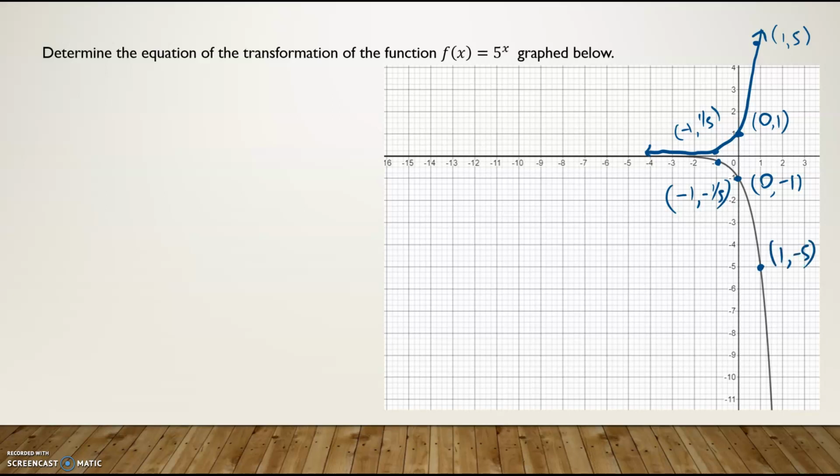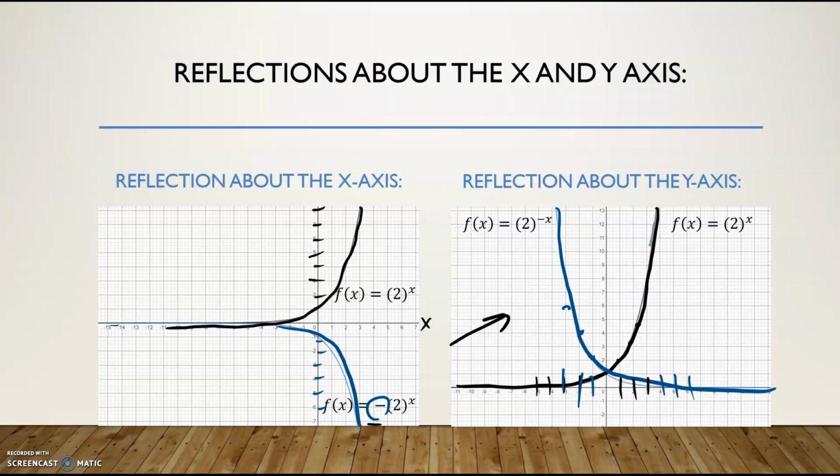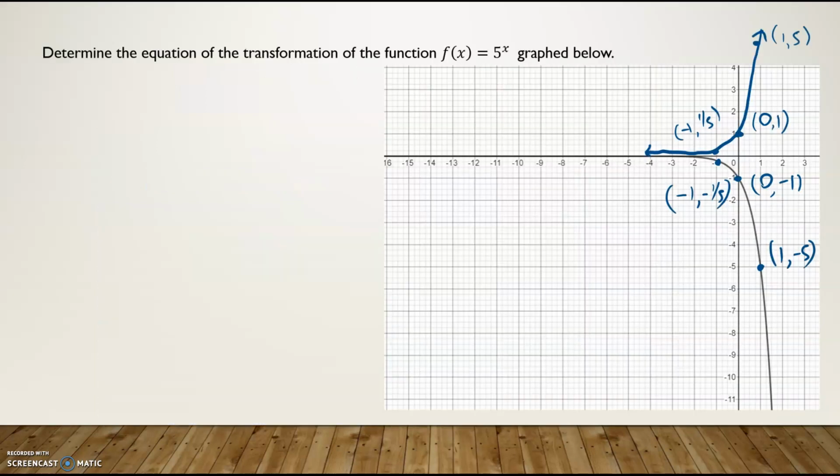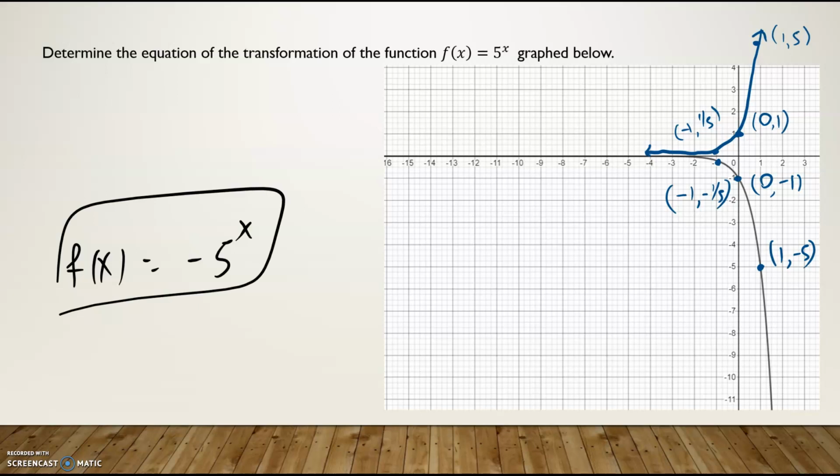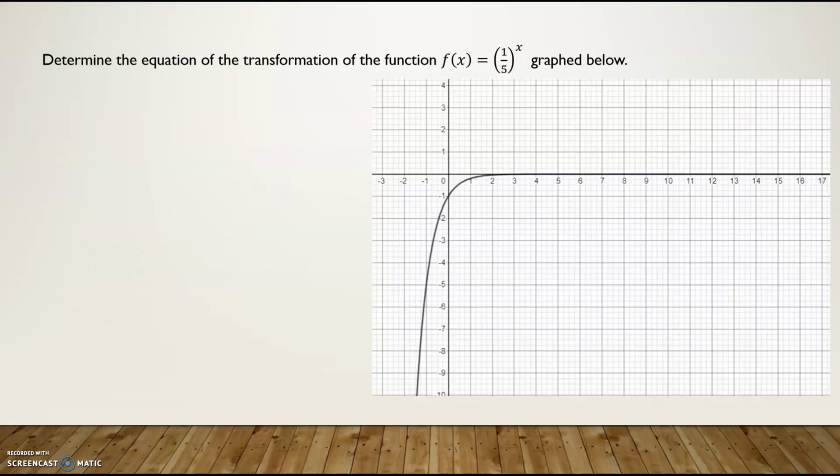So notice what's changing here is our y values. Since our y values are changing, and that looks like this function right here, that means we have a reflection about the x-axis, and we need to put a negative in front of the entire equation. So f of x is equal to negative 5 raised to x. That is our function.